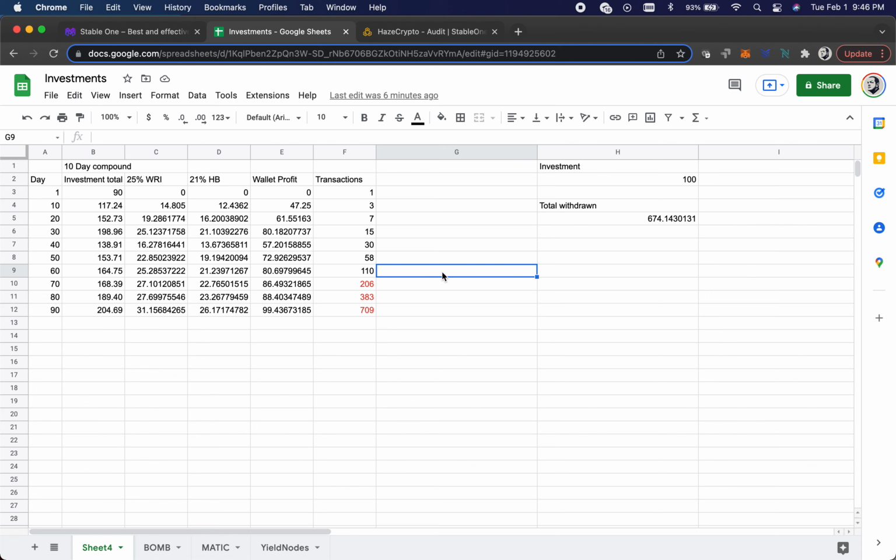The other strategy is try to recompound everything back in, or a portion of it, but I would not suggest that. I would suggest getting your profits out as soon as possible, and then you can compound or do whatever you want after that. But I would highly suggest getting your initial investment out as fast as possible.